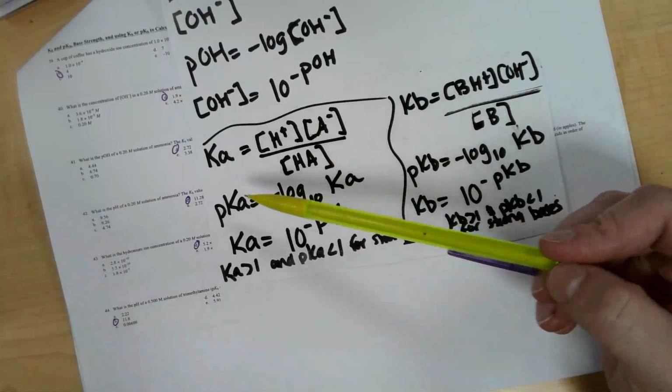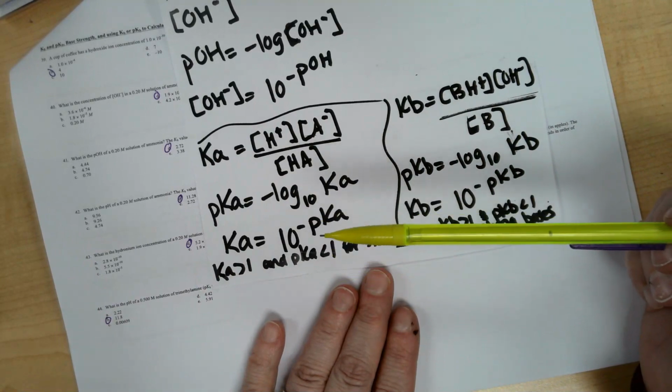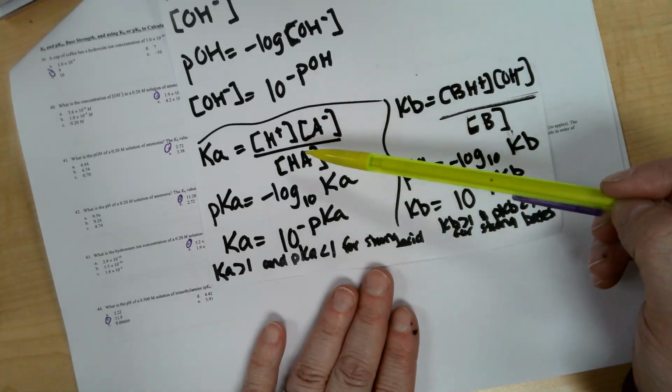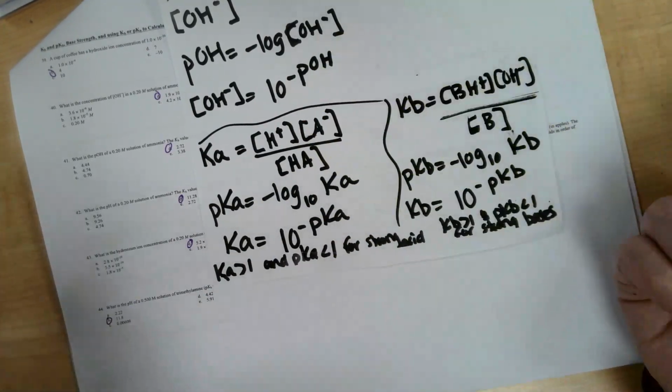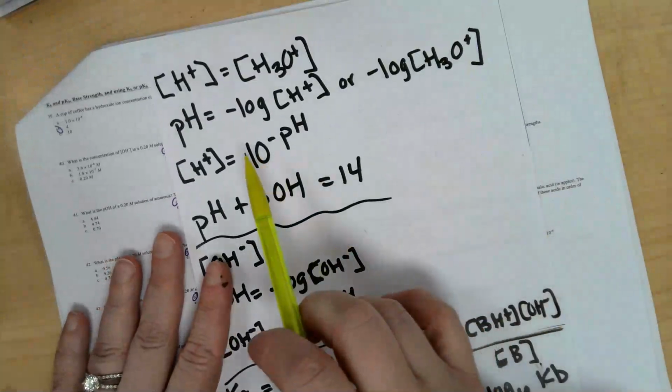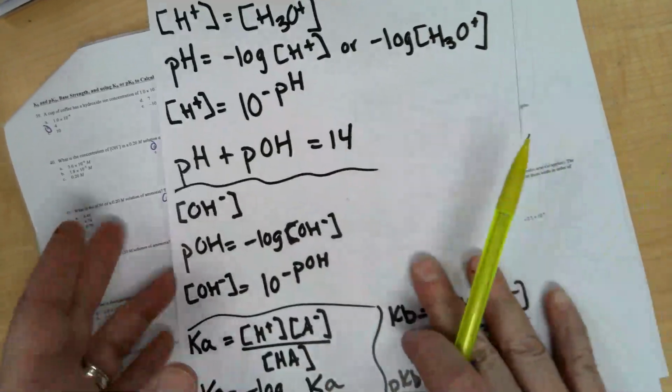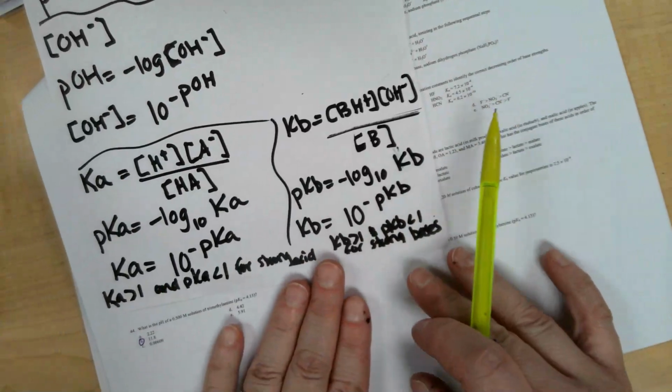Or if it gave us the Ka, we could then do an ICE table and solve for x. X equals the H plus concentration. We were able to plug it right in up here. So with the bases, it's going to be the same kind of idea.